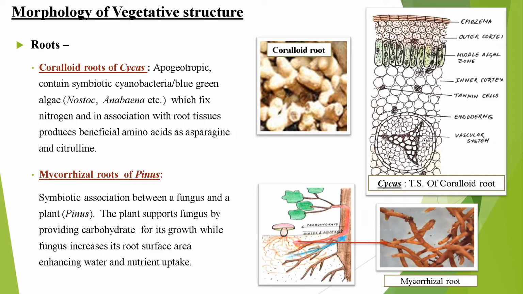In roots of some gymnosperms, for example in pinus, some of the members of fungi like mushroom found growing in association with them. Such roots are called mycorrhizal roots. In this association the plant provides food to the fungus, while fungus in turn increases the root surface area, enhancing water and nutrient uptake. Plants with mycorrhizal association are often more resistant to diseases, especially against soil-borne pathogens. These plants are also resistant to the effect of drought as water absorption is enhanced during this association.